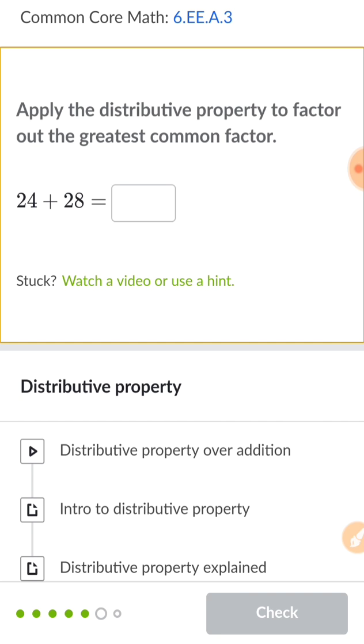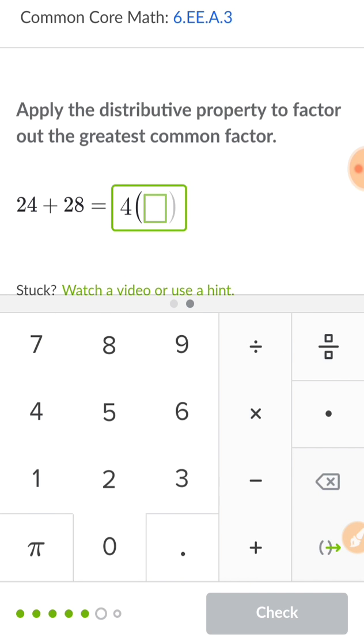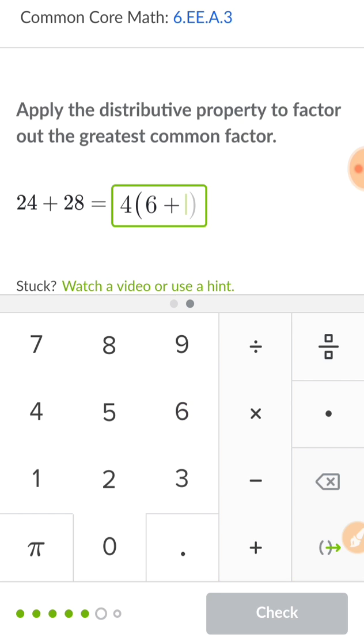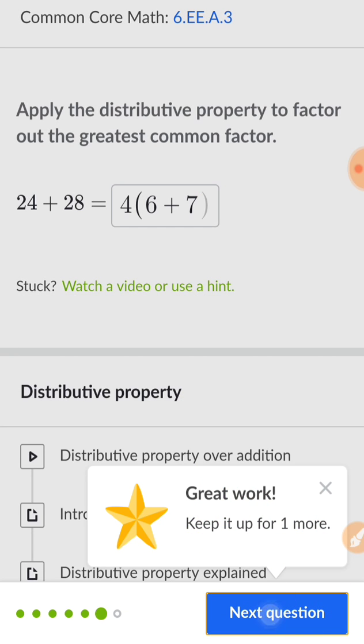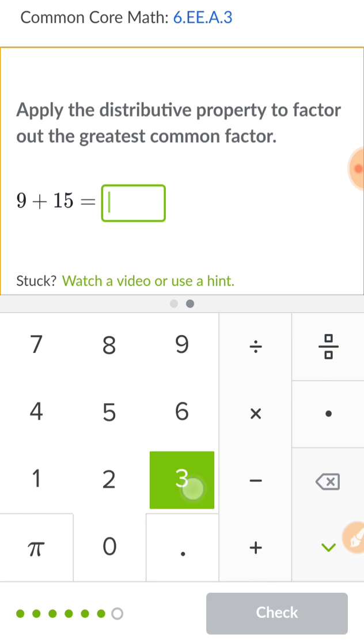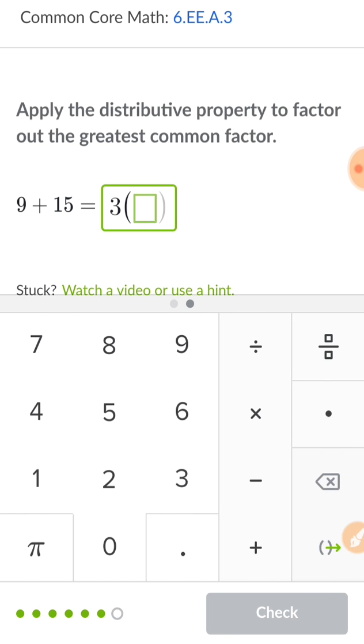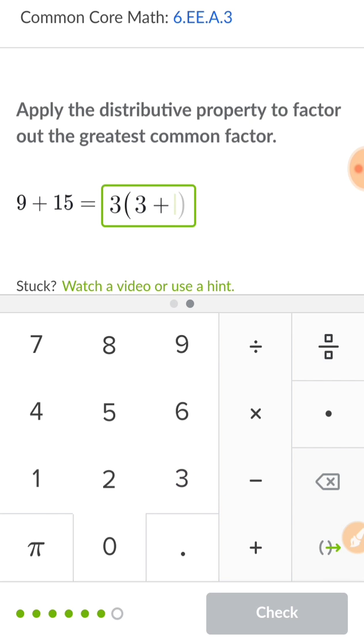24 and 28, the greatest common factor for these, again, is 4. Open the parentheses, and inside, 24 divided by 4 is 6, plus 28 divided by 4 is 7. And finally, 9 plus 15, the greatest common factor between 9 and 15 is 3, times 9 divided by 3 is 3, plus 15 divided by 3 is 5.